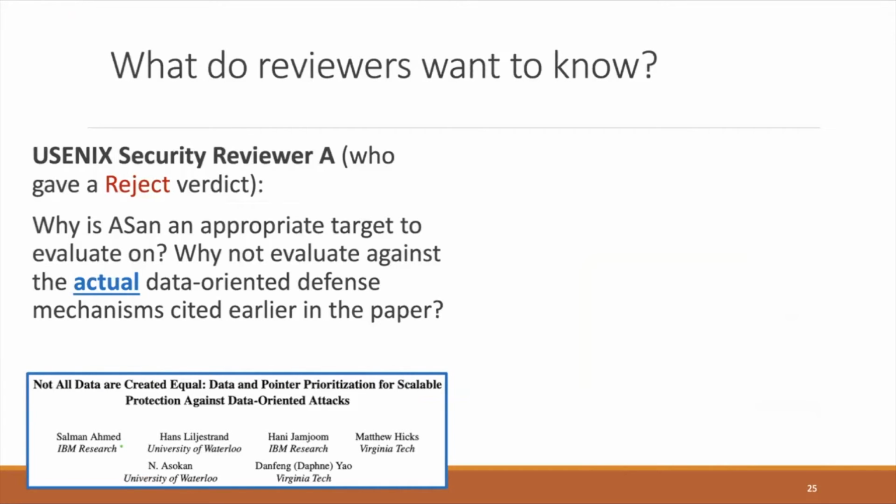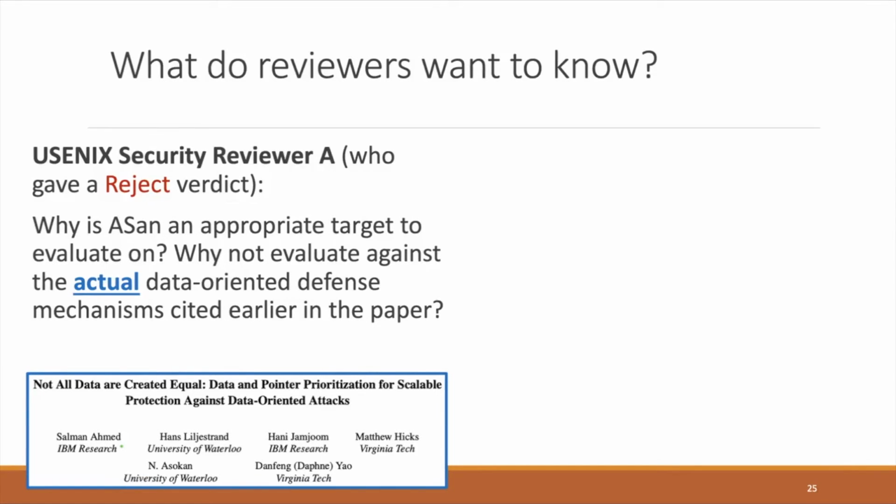Here is a real example. It's a pointer security solution that tries to prioritize the protection of data pointers. Our prototype is built on an existing framework called ACM, address sanitizer. One of the reviewers says, why not use other data-oriented mechanisms that we cited earlier in the paper? First of all, you see this and you want to understand what they want.